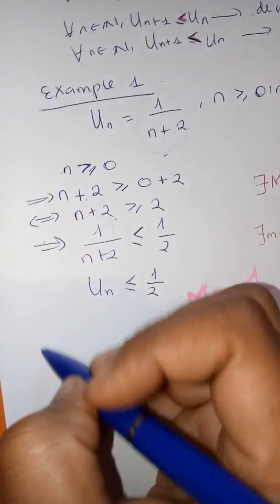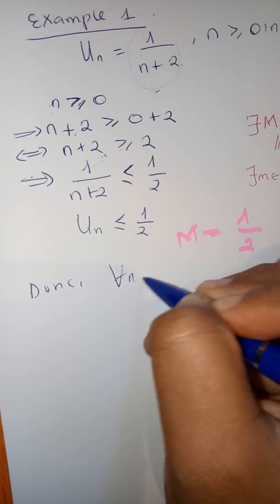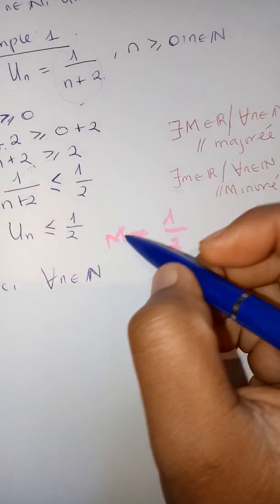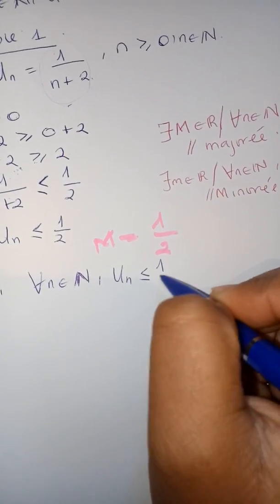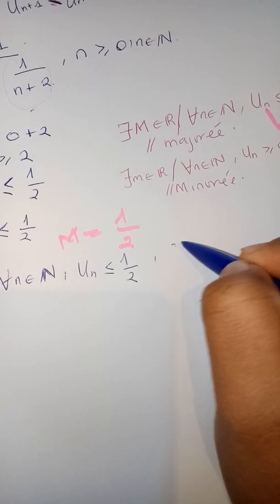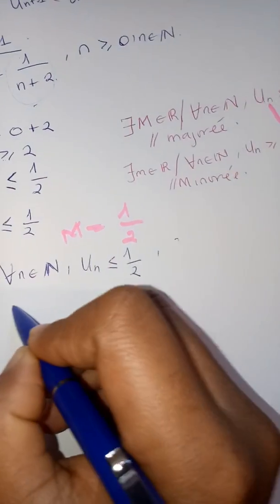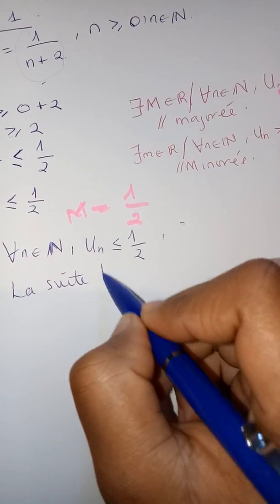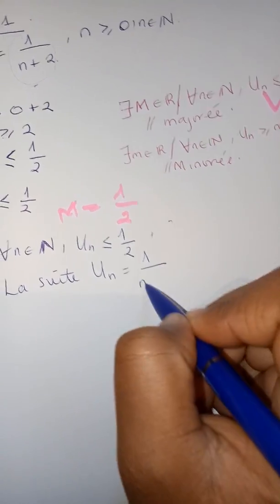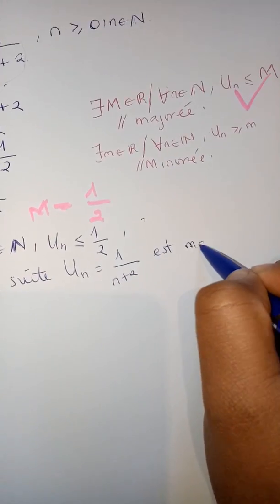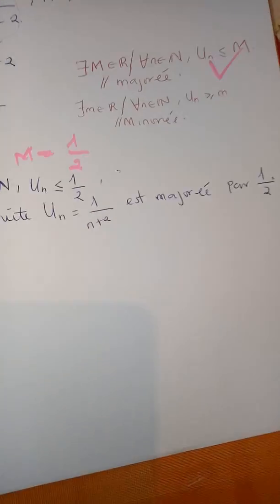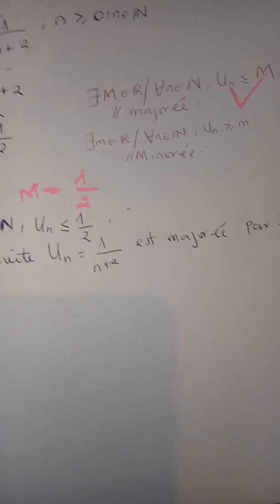So what can we say? We can say donc pour tout n appartient à N, un is less than or equal to un demi. La suite un égale à 1 sur n plus 2 est majorée par un demi. That's what we're asked to prove.